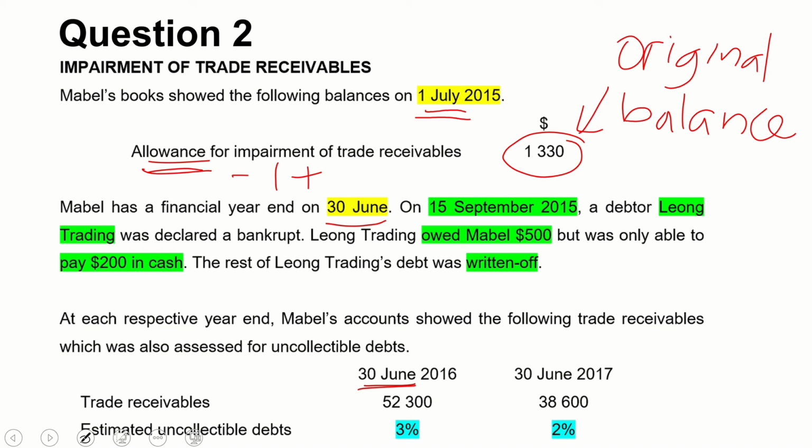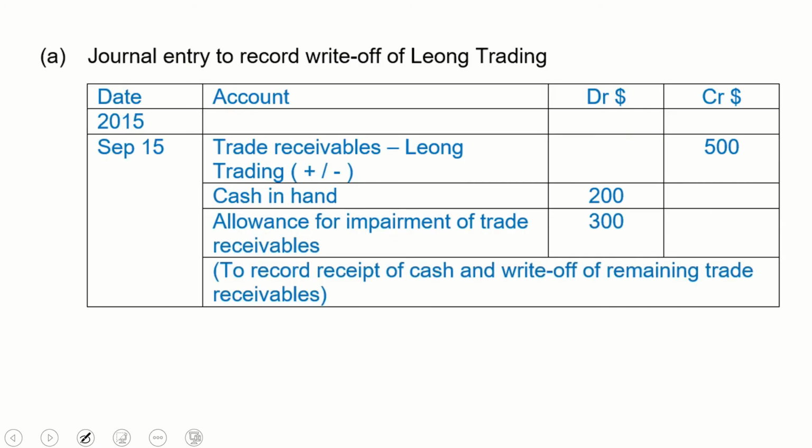It tells you that on 15th of September 2015, which is the same year as the 1st of July 2015, a debtor called Leong Trading was declared bankrupt. Leong owed Mabel $500 but can only pay $200 in cash. The rest of this must be written off. So what is the double entry that we should record for this?